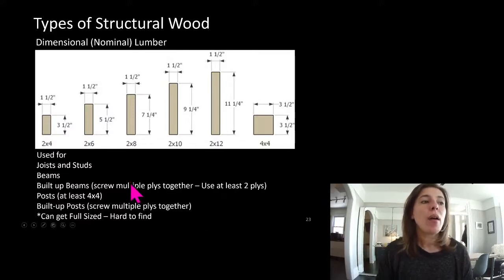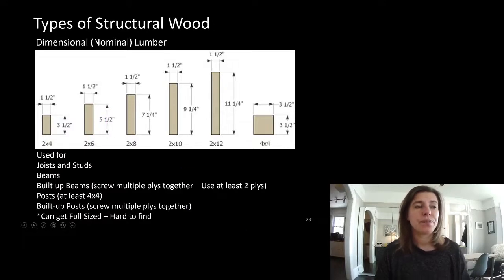Beams, where we might have a big element, we often will take a few of these and screw them together. We'll use at least 2 plies in a beam condition, and we'll screw them together to make multiple plies of this. Posts, we'll often use at least a 4x4, or we'll screw together multiple plies of 2x material.